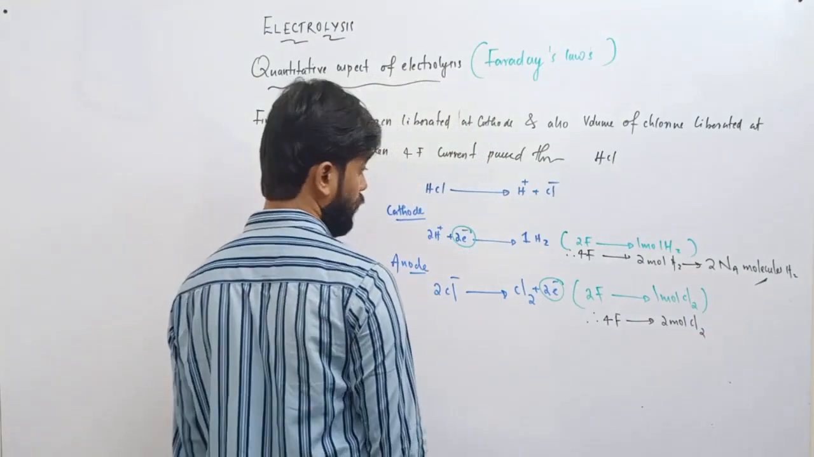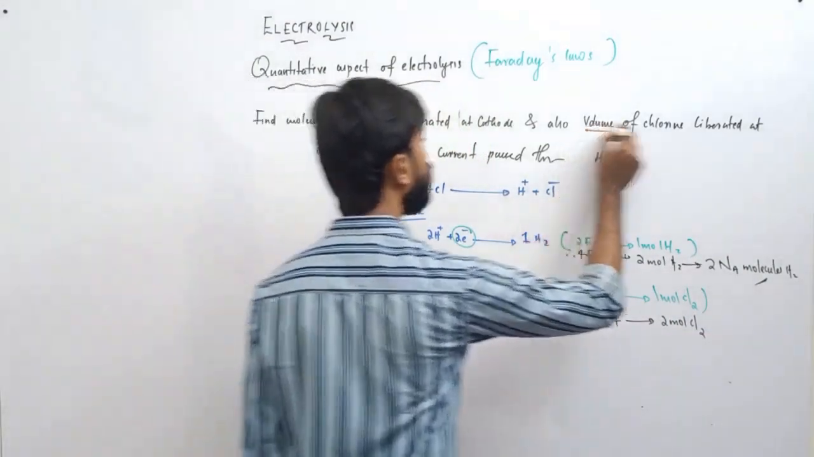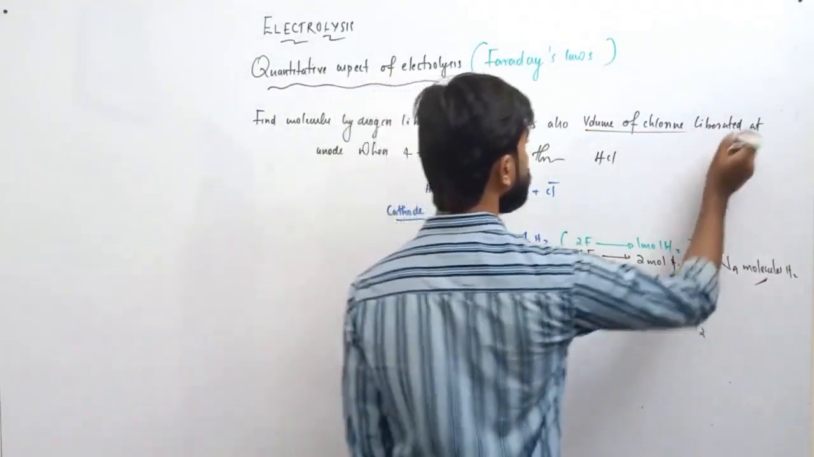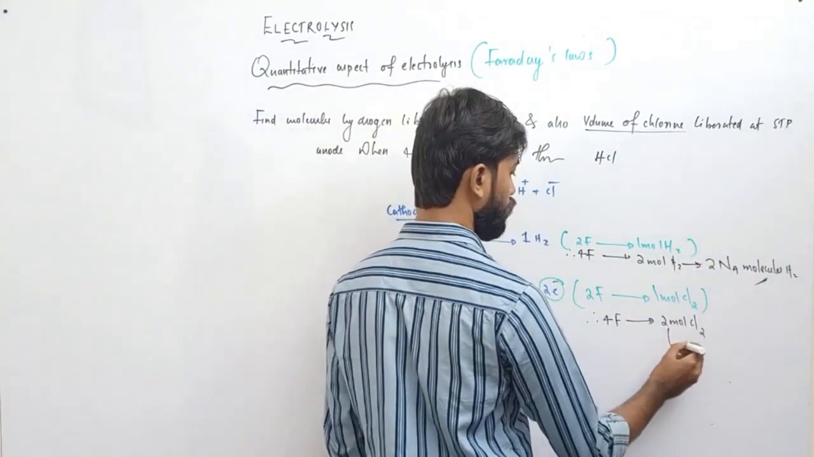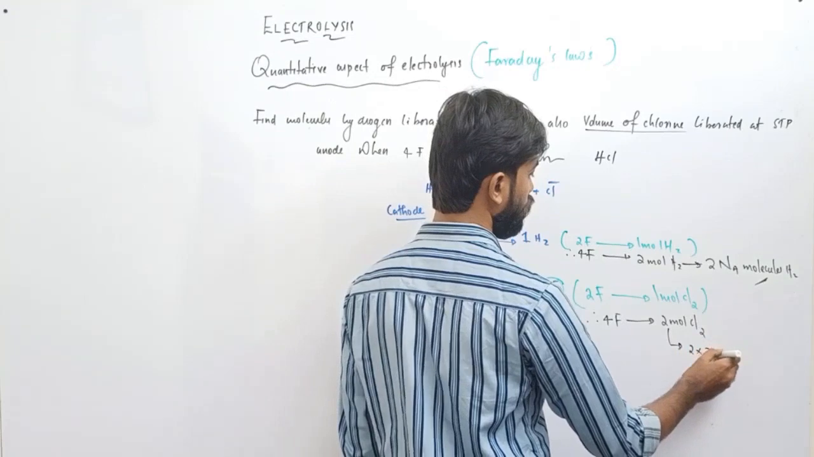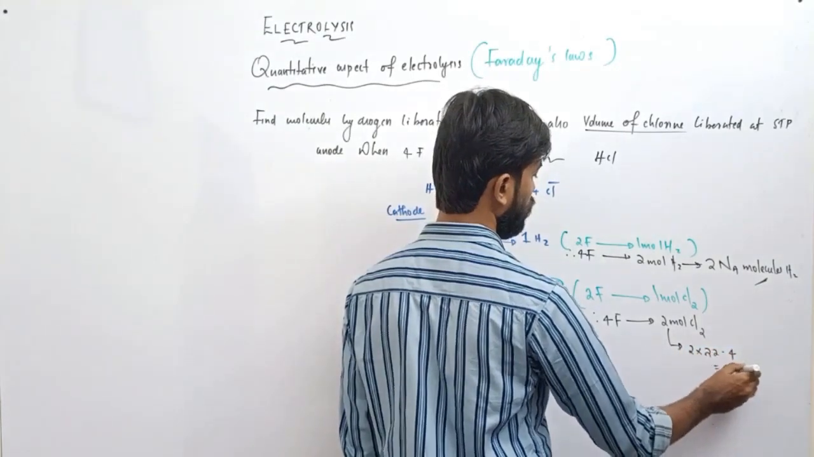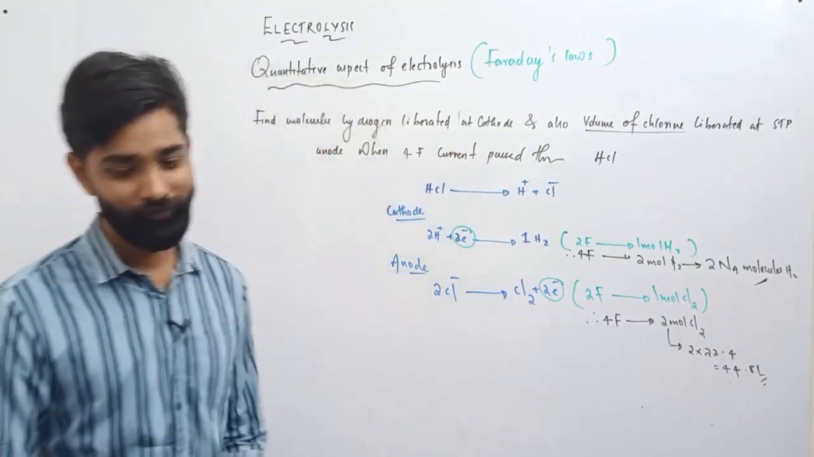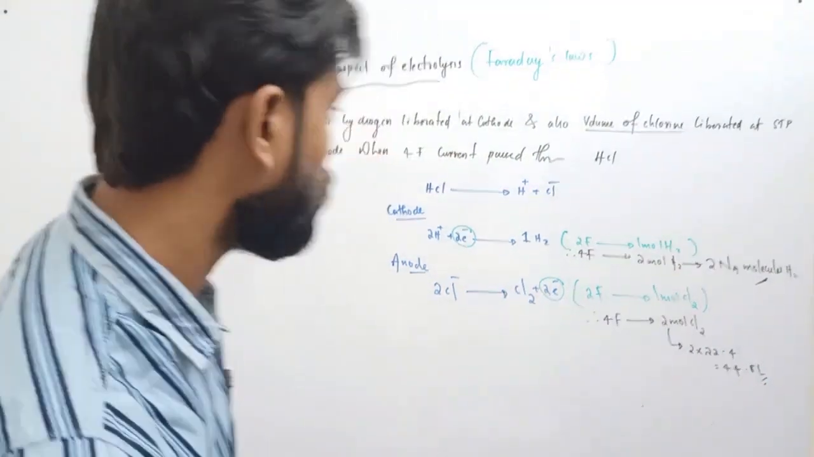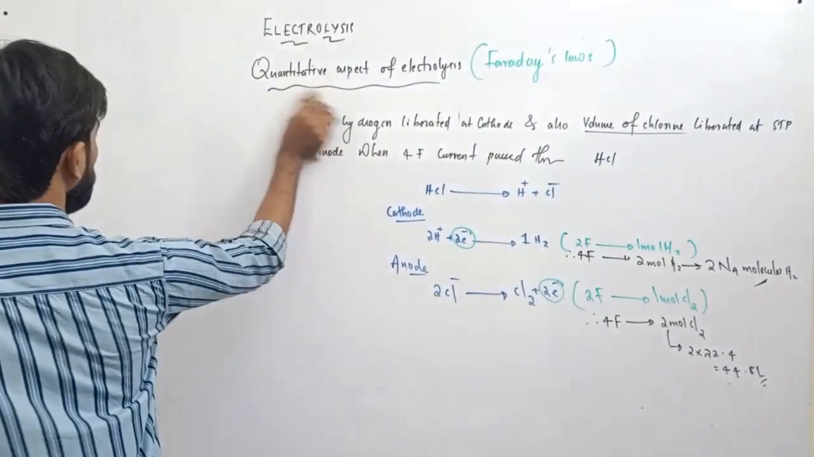If 2 mole chlorine is liberated, what are you asked to find? The volume of chlorine at STP. So 2 mole chlorine, what is the volume at STP? 2 into 22.4, 44.8 liter chlorine at STP. Okay. So questions also ask like this. Ready?